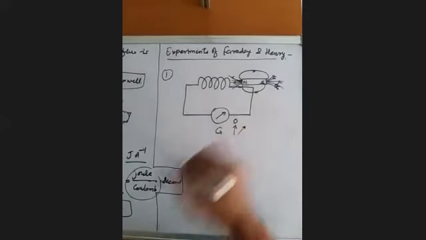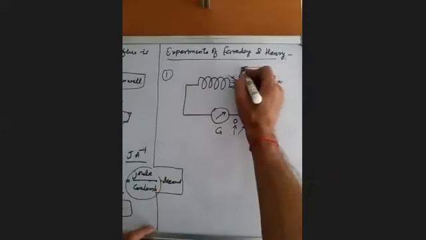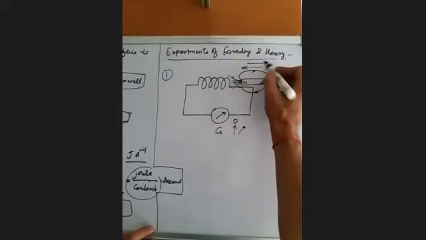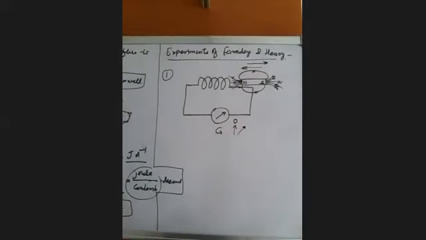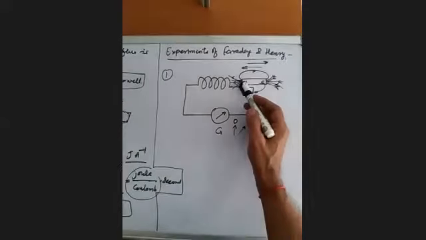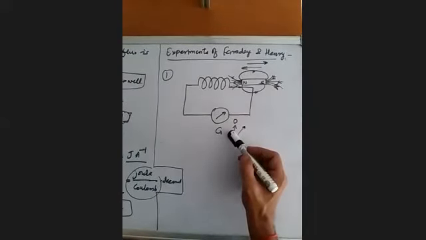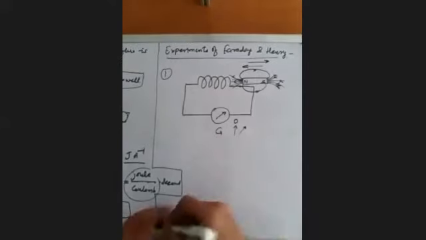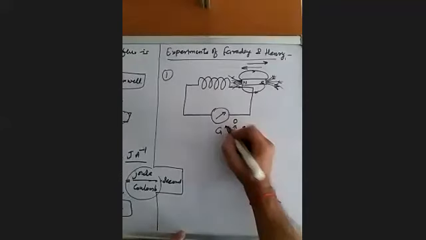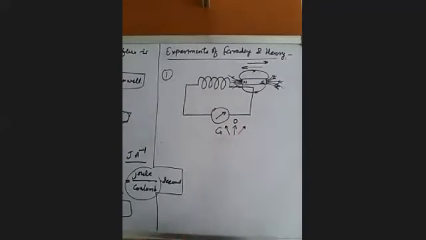And then they took the magnet away. First they bring it close and then they take it away. While the magnet is going away from the coil, there is again a deflection in the galvanometer indicating current in the circuit. But now we see the deflection in the opposite direction, but there is deflection.